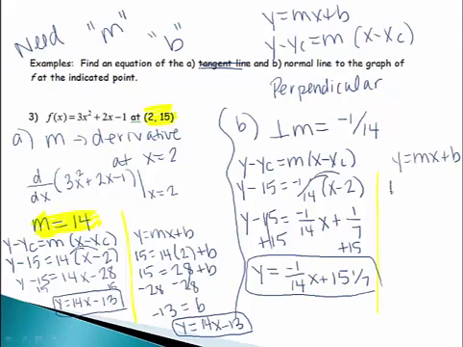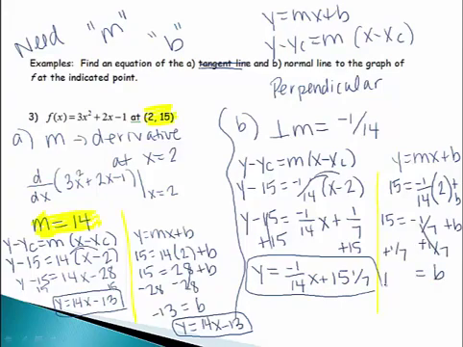so my y, my m, my x. Okay, I'm going to distribute here. Okay, I'm going to get rid of the adding the negative 1/7 by adding 1/7 to both sides. And then I'm going to write out my final answer. Y equals m x plus b.